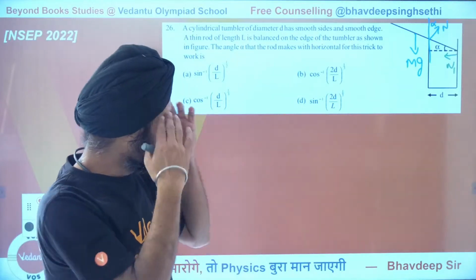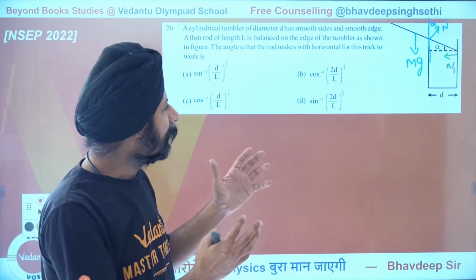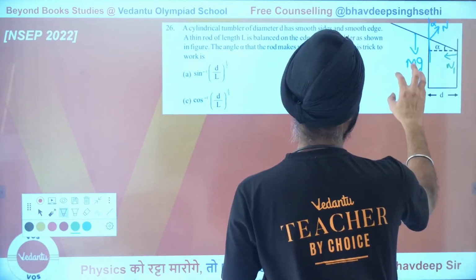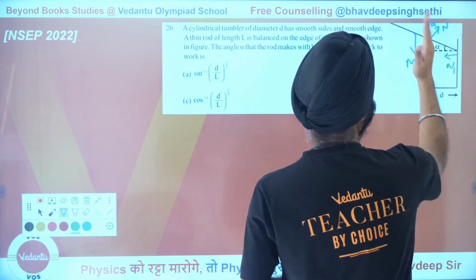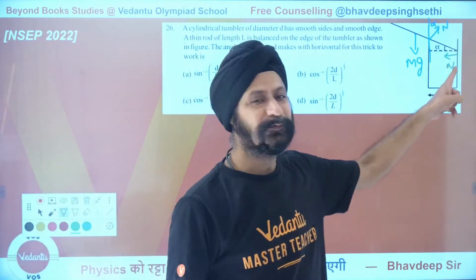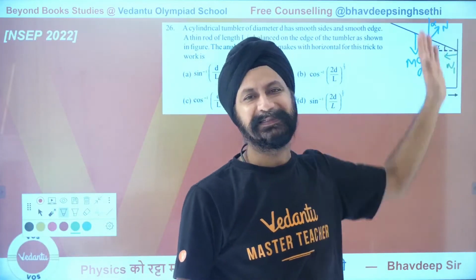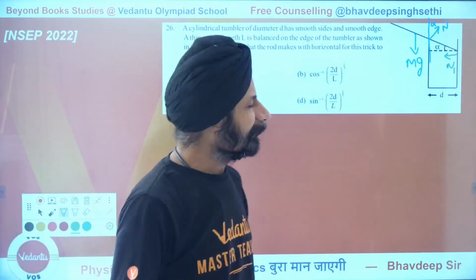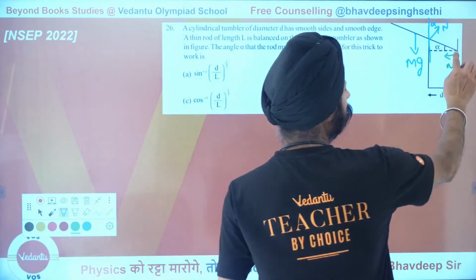Because my strategy here would be to balance out forces in this direction. Because I know mg, then I know this normal force has a component of N cos theta. They have to balance out. This would not come into the picture because this does not have any vertical component. And then secondly, I can say, what if I balance out the torque at this point?